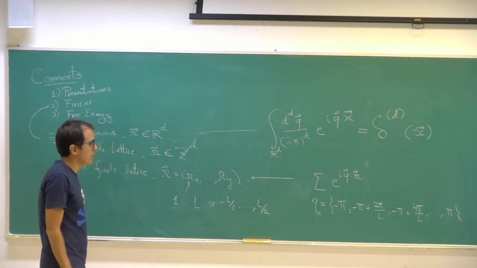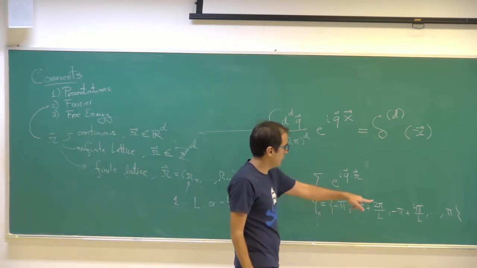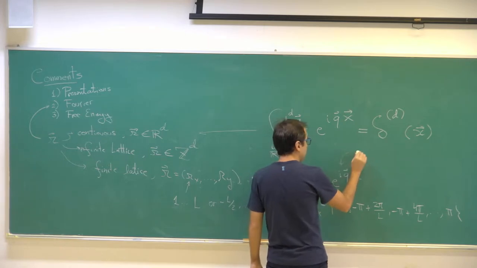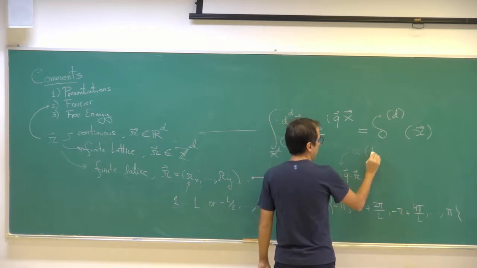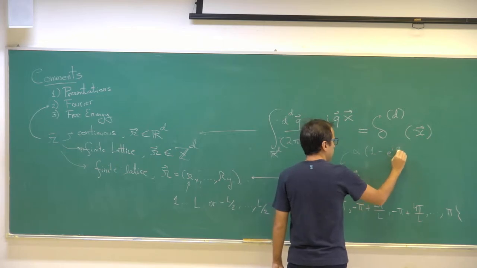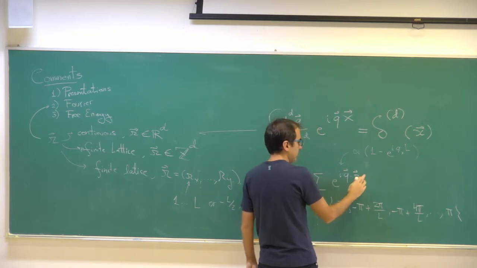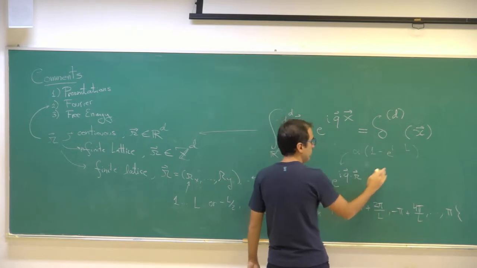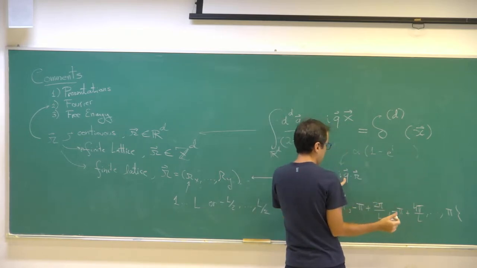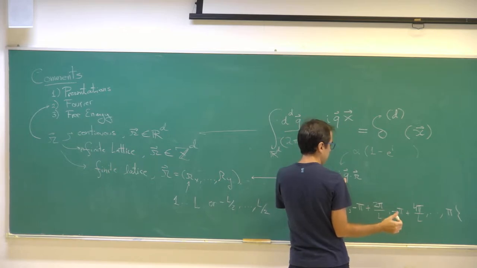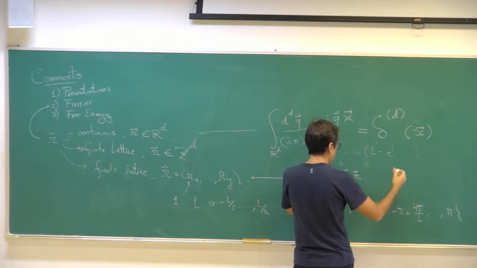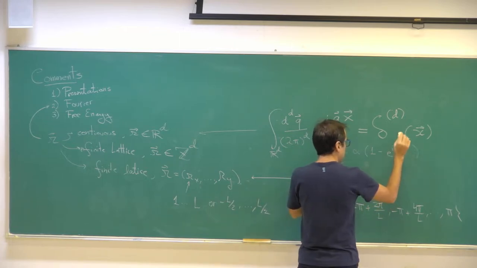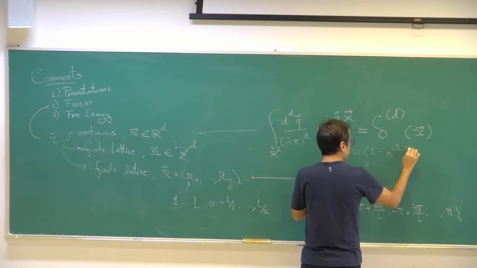So what happens? Well, this sum we can do analytically, right? So this sum here is proportional to 1 minus e to the i q_x times L, for example. When I sum over q, I get L terms, I get r times 2i, this, right?